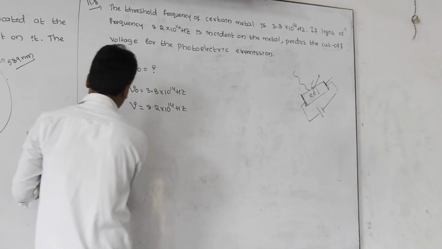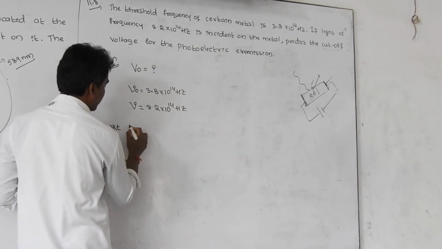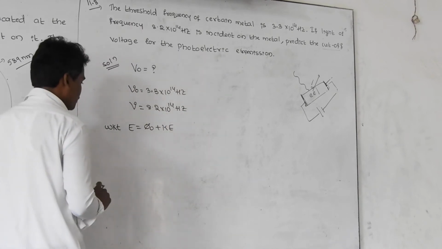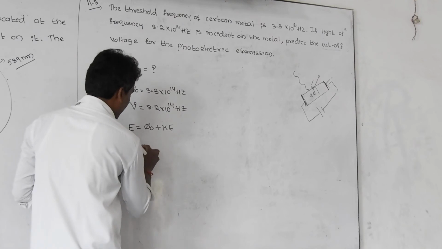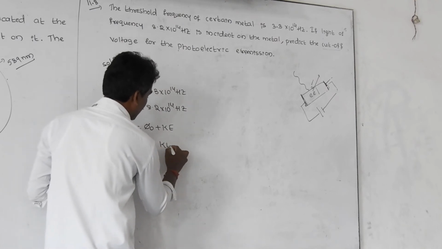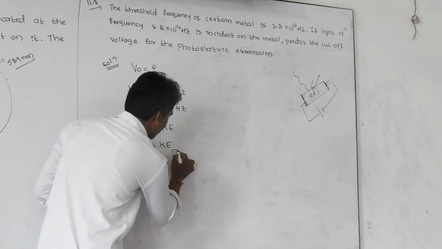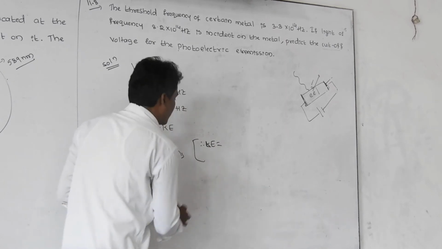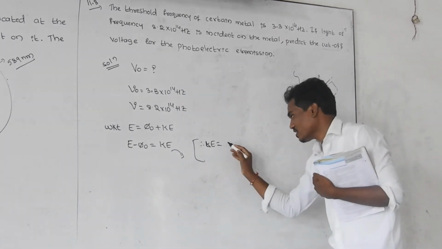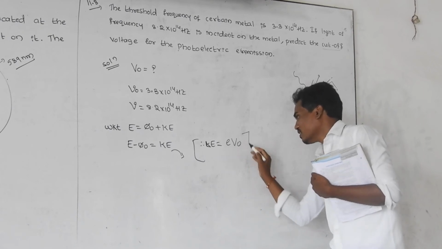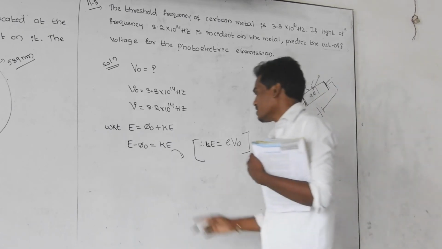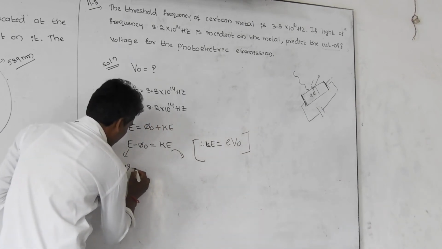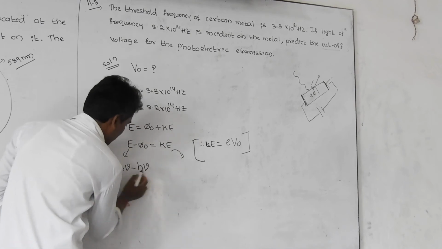You know the general photoelectric equation, or Einstein photoelectric equation, that is E is equal to work function plus kinetic energy. And here E minus phi naught is equal to kinetic energy. Kinetic energy in terms of stopping potential we are going to write, that is charge of electron into stopping potential. Substitute here, and E can also be written as h nu minus h nu naught.